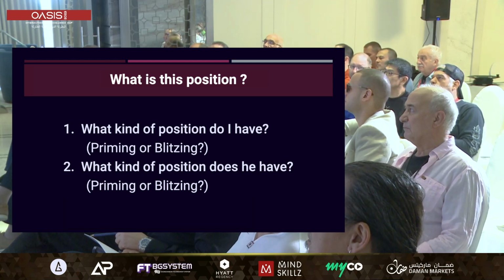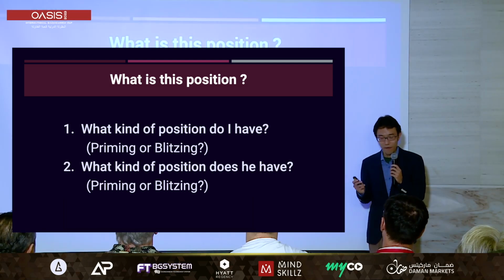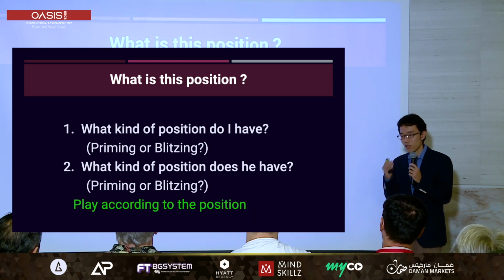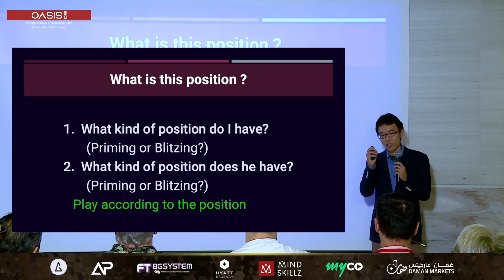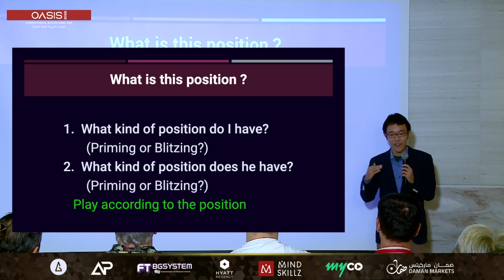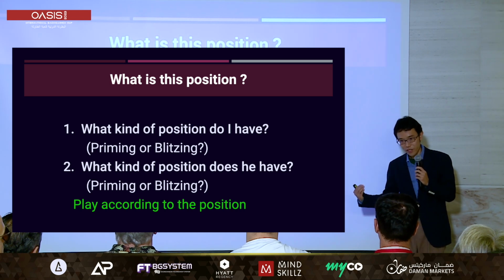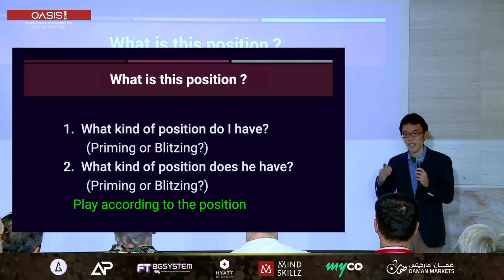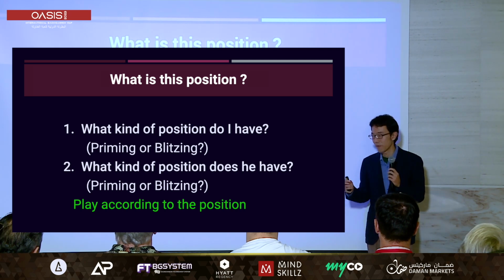After I figure out which position I have, then I play according to the position. So it's not like I'm trying to find out the best play with 6-5. First, I gotta find out if I have priming or blitzing, or if he has priming or blitzing. Then I have to figure out how to play 6-5, a specific number.